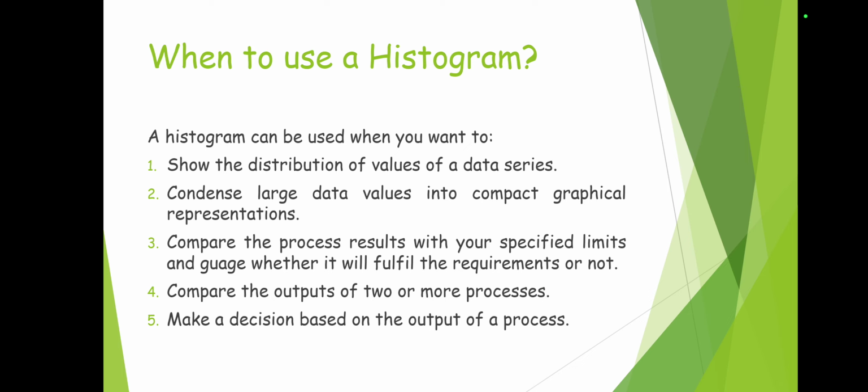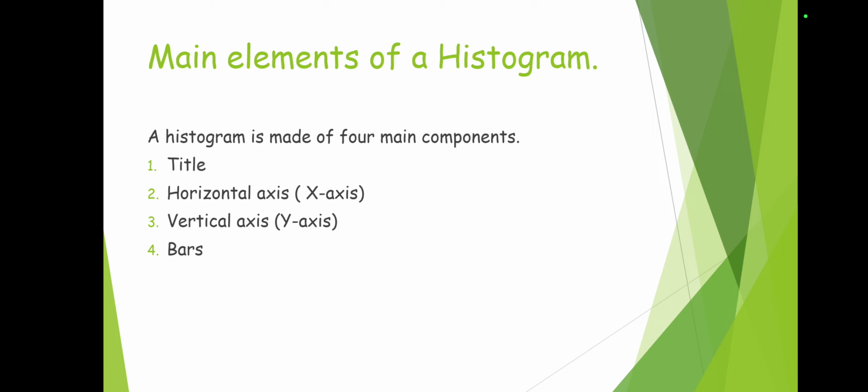Next, when to use a histogram. A histogram can be used when you want to show the distribution of values of a data series, condense large data values into compact graphical representations, compare the process results with your specified limits and gauge whether it will fulfill the requirements or not, compare the outputs of two or more processes, and make a decision based on the output of a process.